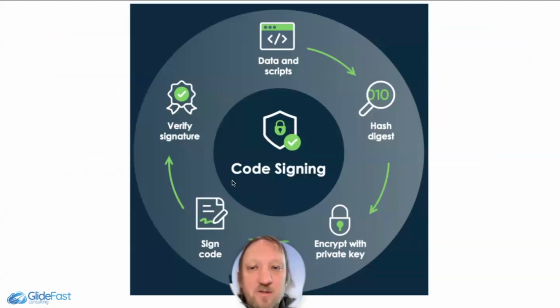The high level process of what happens, right? You're going to write your JVM scripts, you get a hash digest, you're going to encrypt, you're going to sign the code, verify. So this is the high level picture of what goes into that. We could get into this more technically, but that would be a whole other discussion.